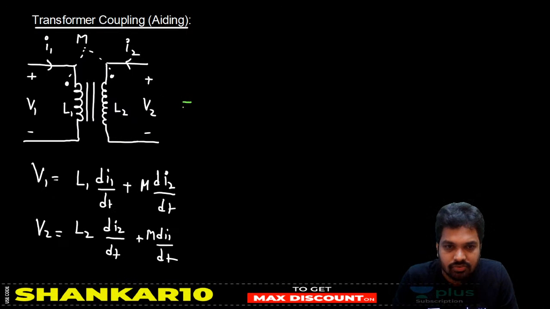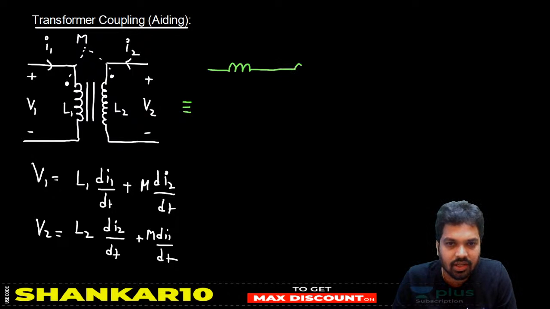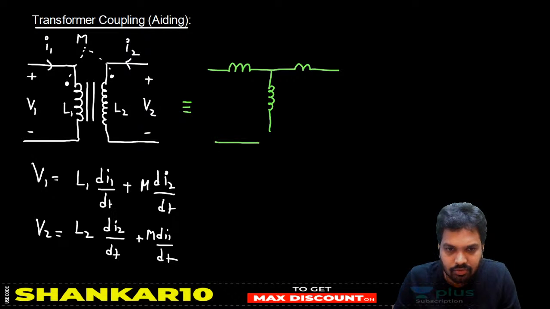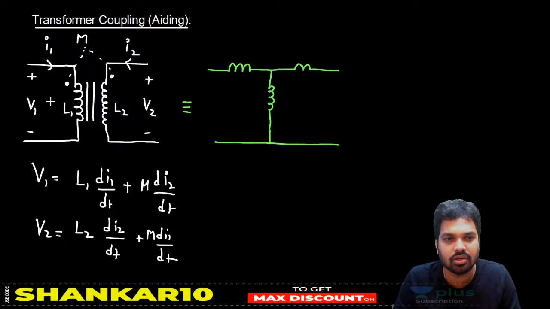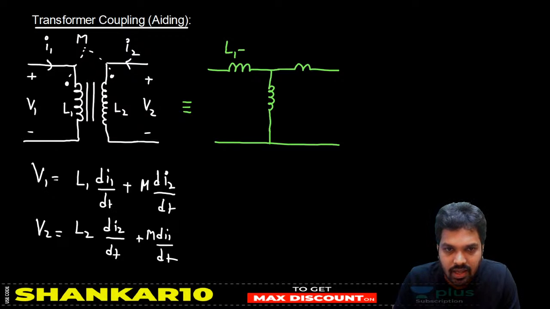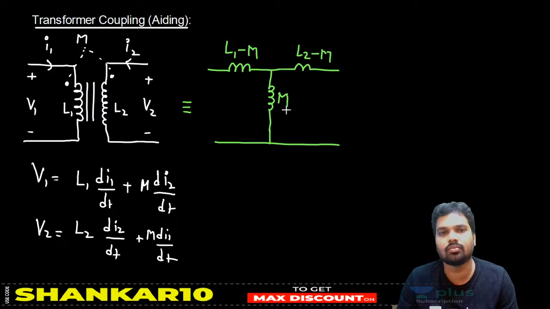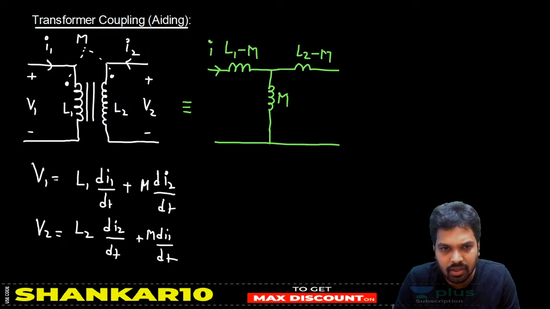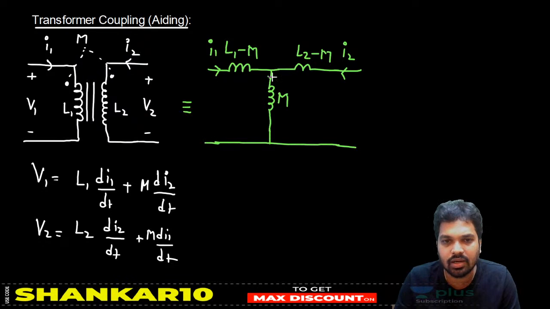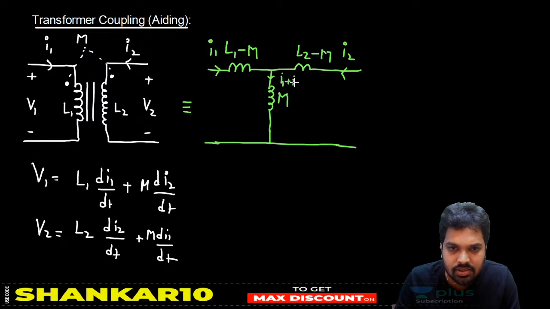You can redraw this figure with a T equivalent like this. Why a T equivalent, sir? To make the analysis easy. The two-port network T equivalent can be replaced for this circuit. What is that T equivalent, sir? L1 minus M, L2 minus M, and M. So this current will be I1, this current will be I2, and this current will be I1 plus I2.